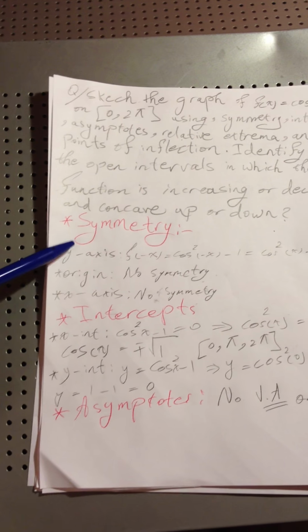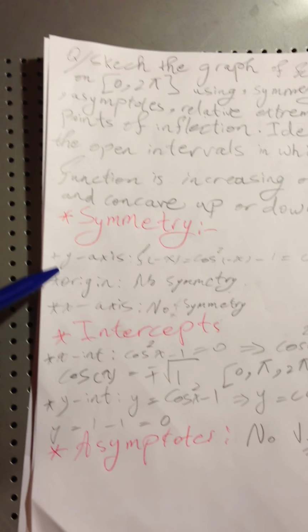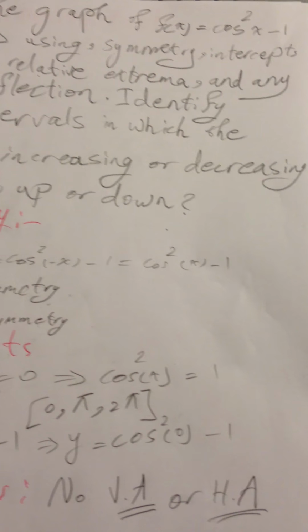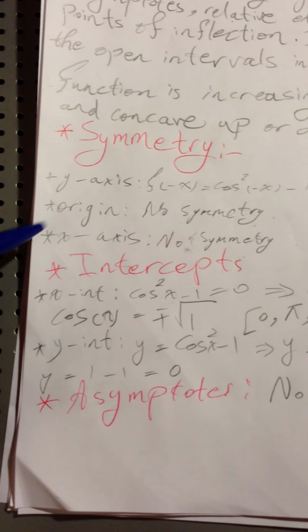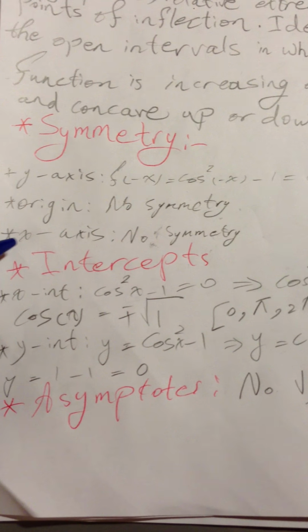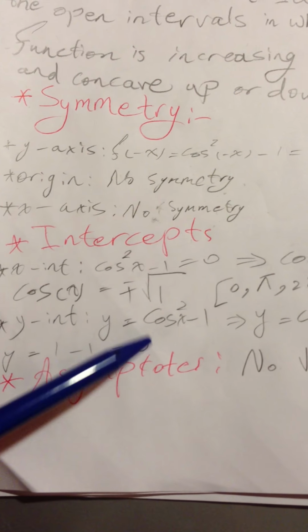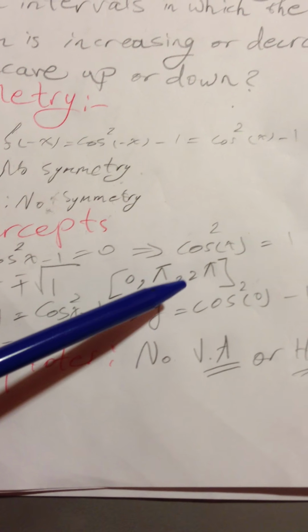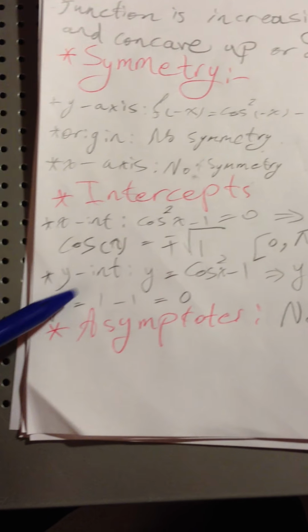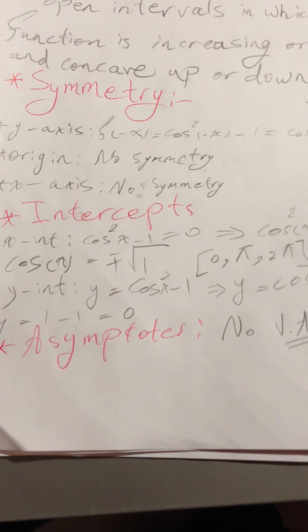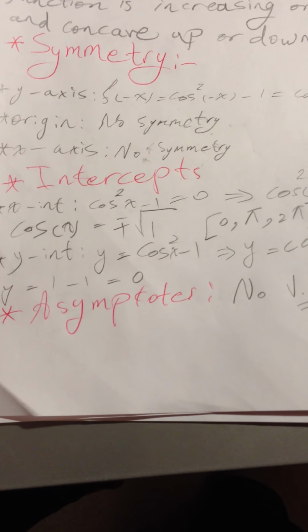So the first thing that we're looking for is symmetry. Y-axis, yes, there is symmetry on the y-axis. No symmetry around the origin, no symmetry on the x-axis. Intercepts: the x-intercepts are 0, pi, 2 pi. The y-intercept is 0. So, what about the asymptotes?